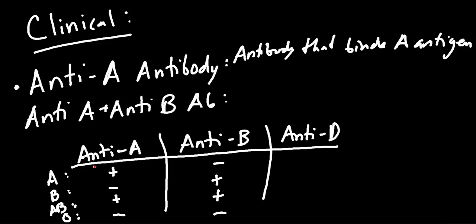So if the patient's blood has no anti-A and no anti-B antibodies, it's blood type O. And then if they express both anti-A and anti-B positive reactions, then it would be blood type AB. Hopefully this is making sense. This is taking what we learned earlier and applying it to more of a clinical basis.